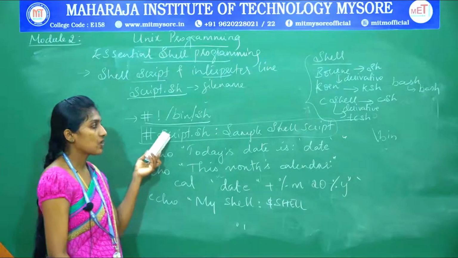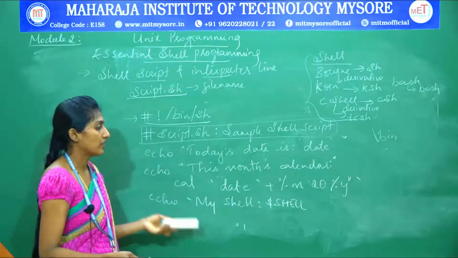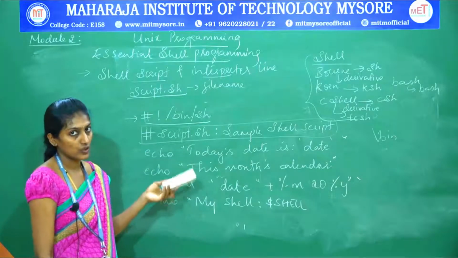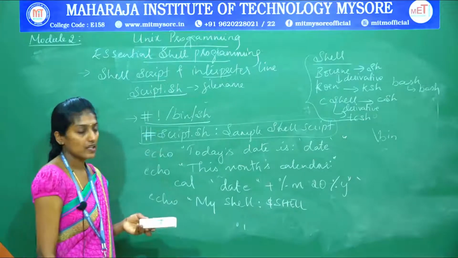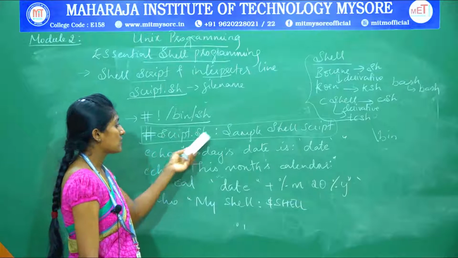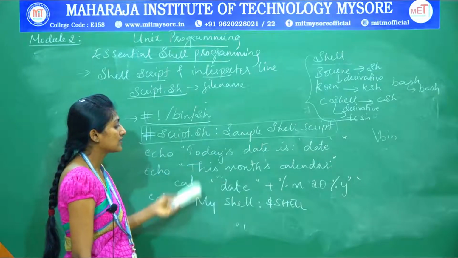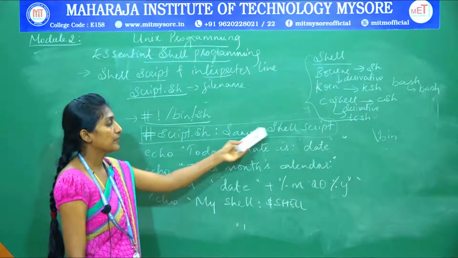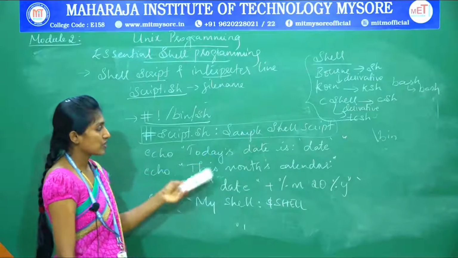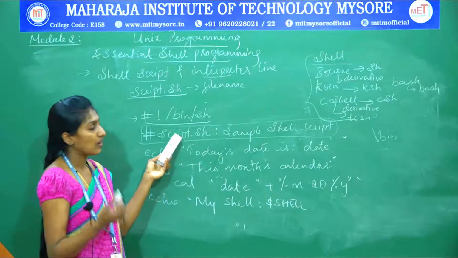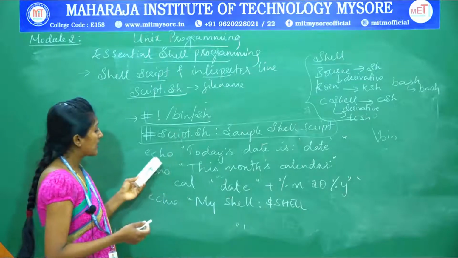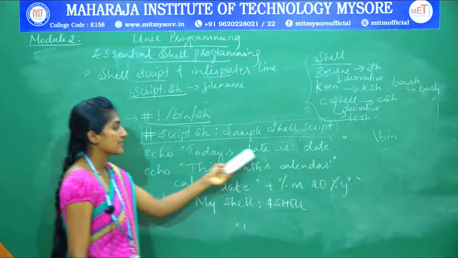If you include it, obviously you will know what type of script you are executing. The # here represents the comment line for this particular script.sh; it will just describe what the script is all about. So it is a sample shell script. Next is echo "Today's date is".